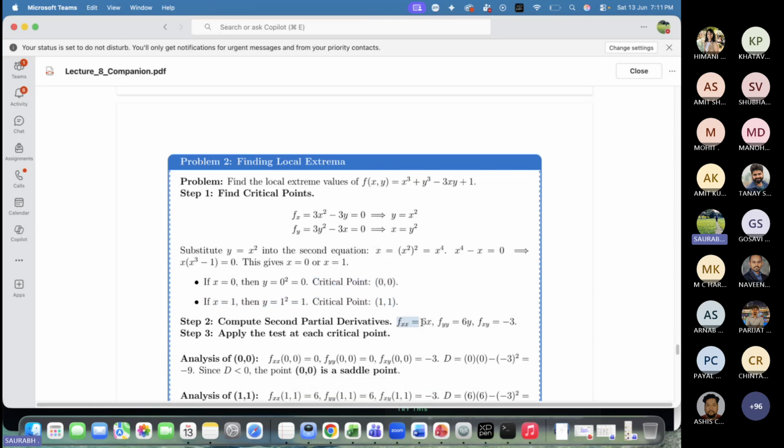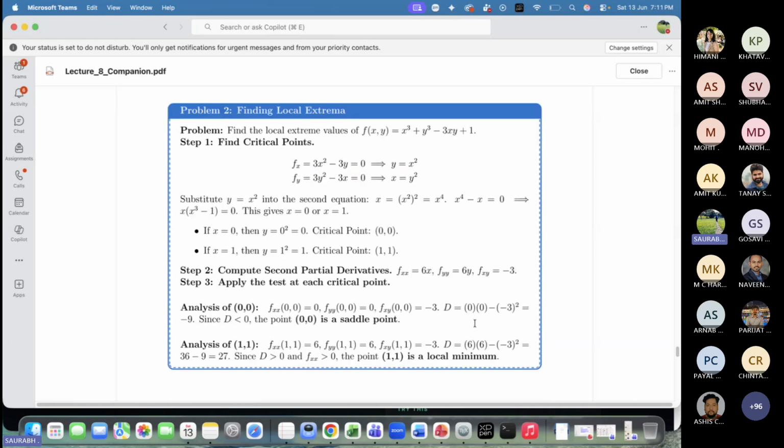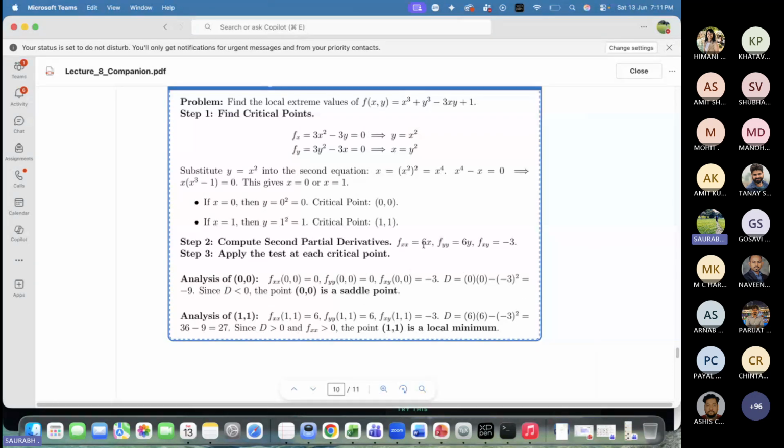Now you will evaluate the double derivatives fxx, fyy, fxy. You found fxx at x equals 0, y equals 0, fyy at x equals 0, y equals 0, and fxy at x equals 0, y equals 0. These are the values that you have got. And then you find the determinant value using the Hessian. You found that the determinant is less than 0. The only condition where the determinant is less than 0 is a saddle point. You already know about it. Hence, it's a saddle point.